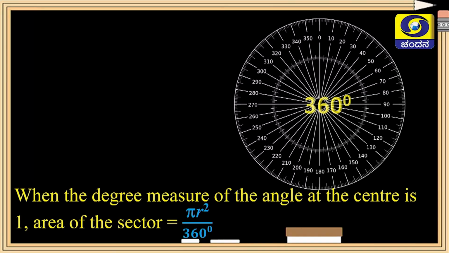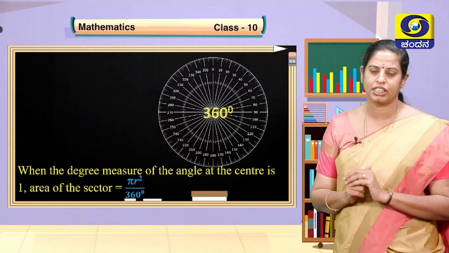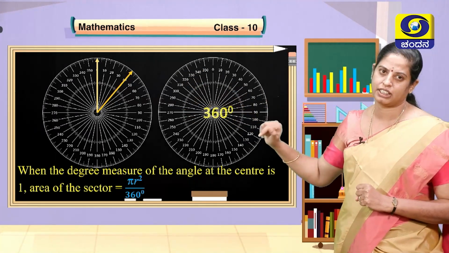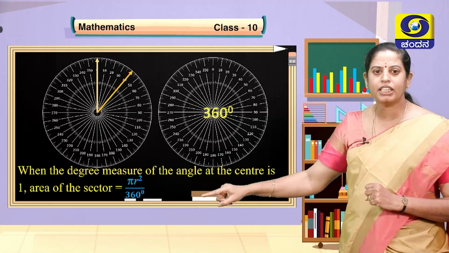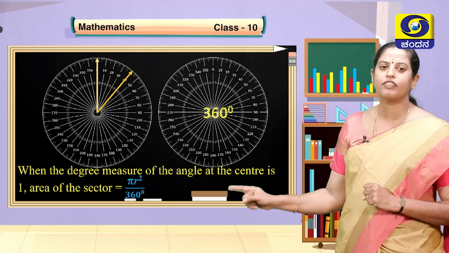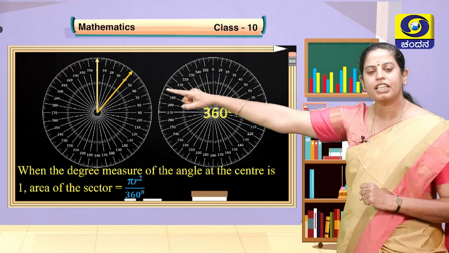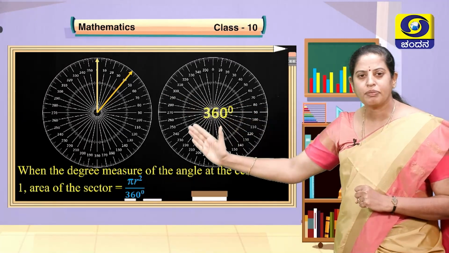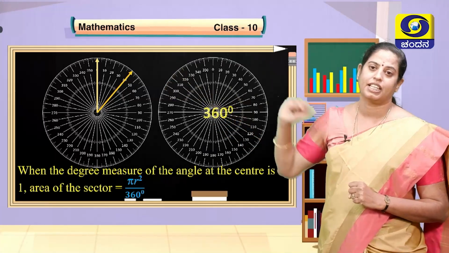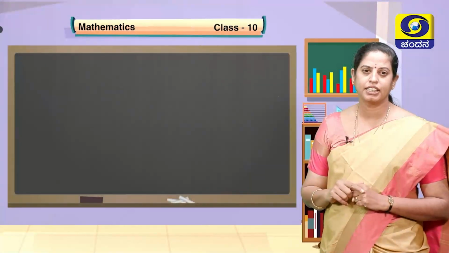When the degree measure of the angle at the center is 1, the area of the sector becomes the total area divided by 360, that is pi r square by 360. Observe one more figure here. This sector is making an angle of 40 degrees. Pi r square by 360 is the area of the sector with 1 degree. Then what is the area of the sector with 40 degrees? If I multiply it by 40, we get the area of this sector.